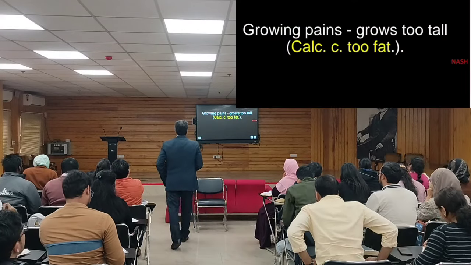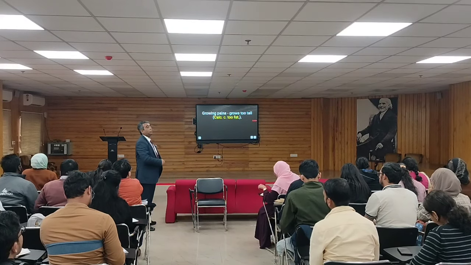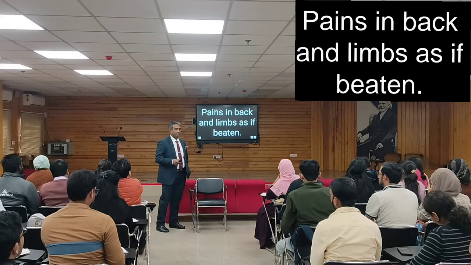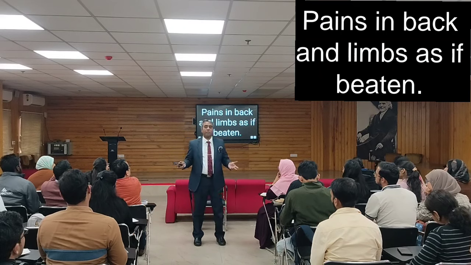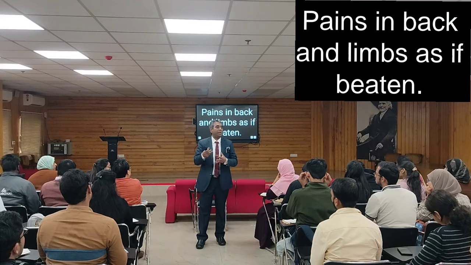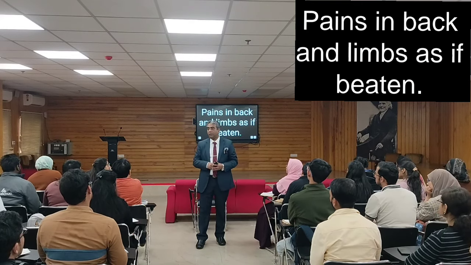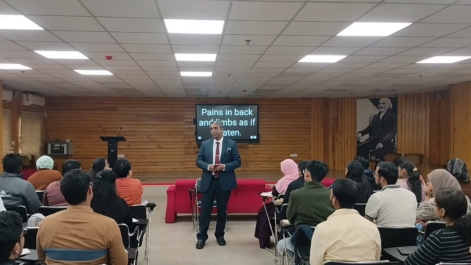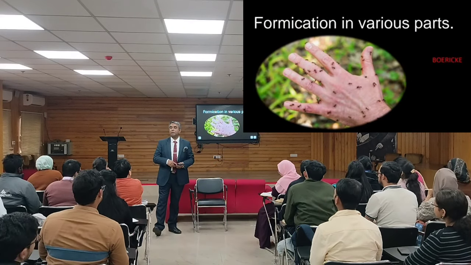Growing pains, growing too tall. Nash says, Calcarea carb grows, but too fat. Pain in back and limbs as if beaten. Pain in the bones, because inflammation of the bone, fast growing person, inflammation of the bone, rachitis, periostitis, name of the disease is indifferent, immaterial. But pain is there. Formication, as if some ants are crawling around.